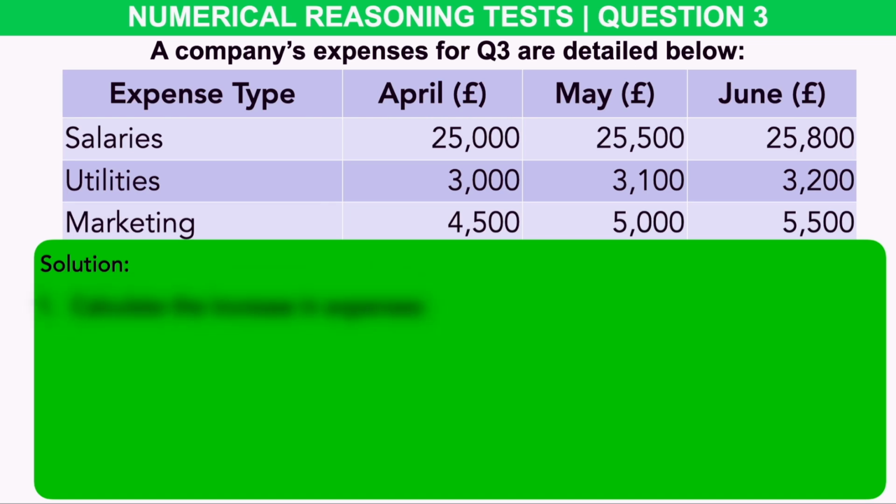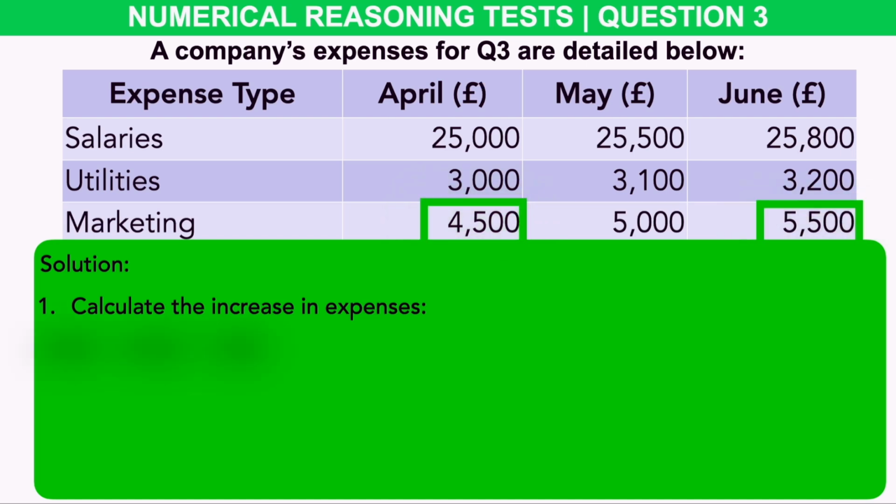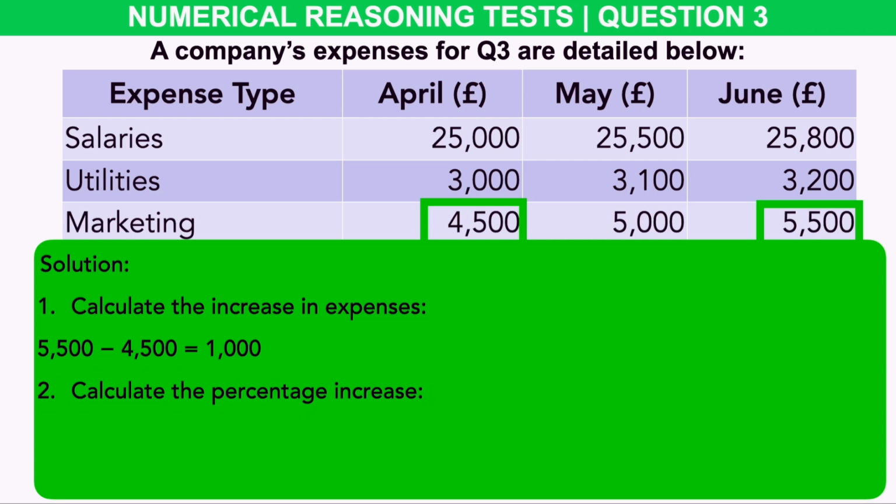So step number 1 is to calculate the increase in expenses. So we take the 5,500 from June and we minus the 4,500 from April, giving us an answer of 1,000. Then in step number 2, we calculate the percentage increase. So to do that, we take that 1,000 and we divide it by that number of 4,500, that original number that saw the increase, which will give us 0.22222. We then times that number by 100, which gives us our answer of 22.22%. So the answer is 22.22% increase.